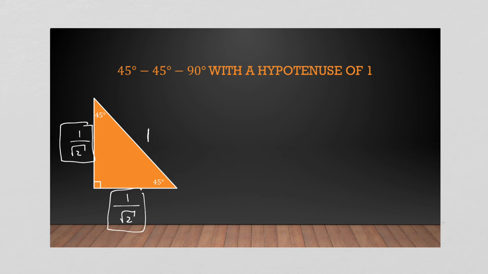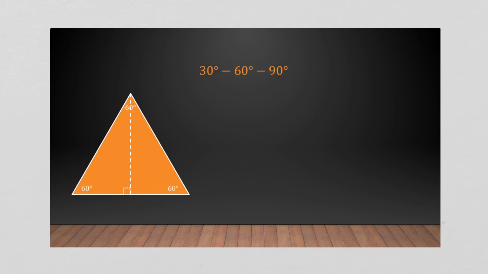The answers for sine are given, the answers for cosine are given. So it's just a bonus way of looking at it. Now, what about a 30, 60, 90 triangle? So where does this come from?